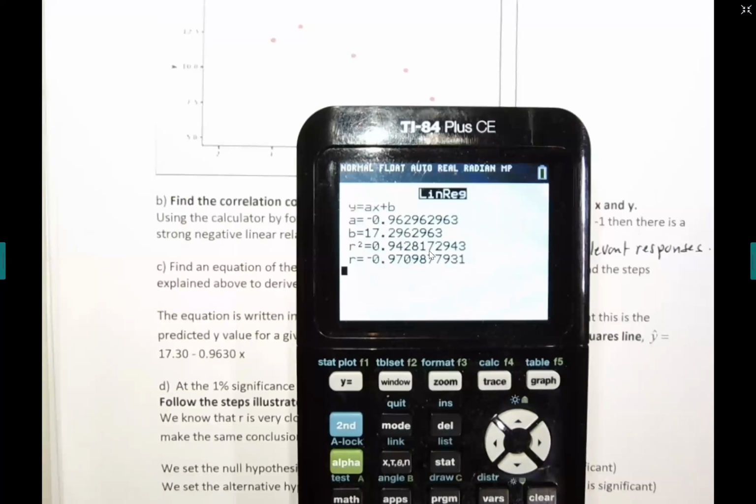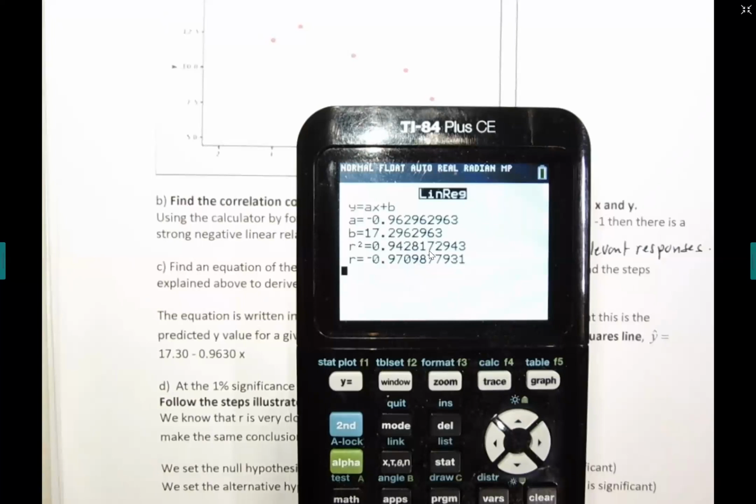A is negative 0.96. If you do it to 3 decimal places, it will be negative 0.963x. So all you need to write that, you just write the equation again, y equals ax plus b. You replace a with negative 0.96, and you replace b by 17.30, and that's it. And instead of putting y, as I told you, just put a y with the hat on top of it, just to say that this was generated using the data given in the problem.